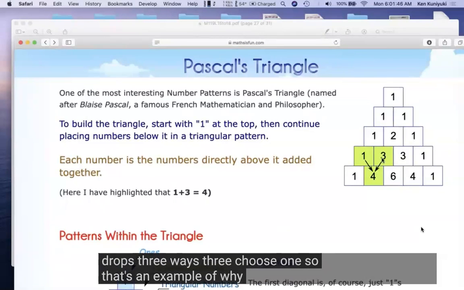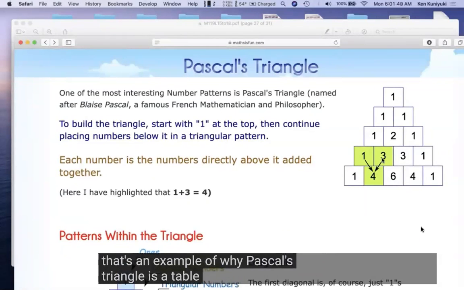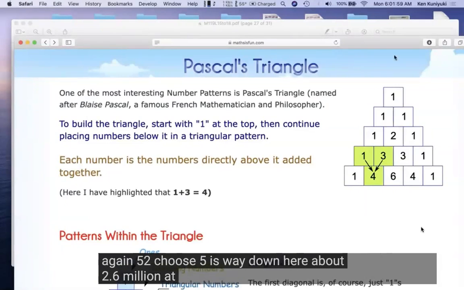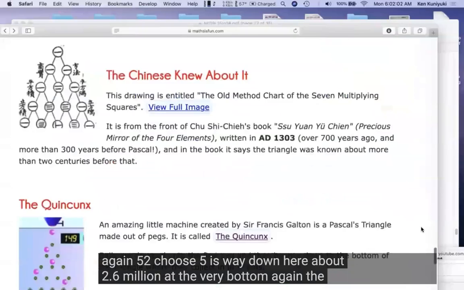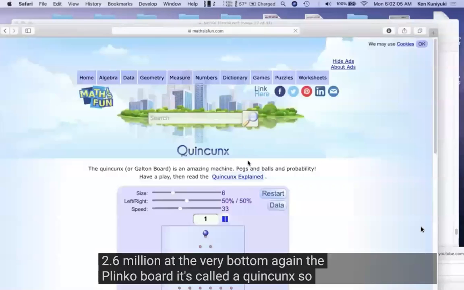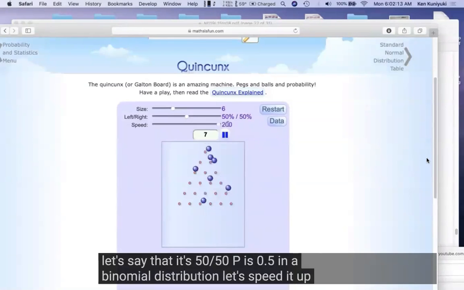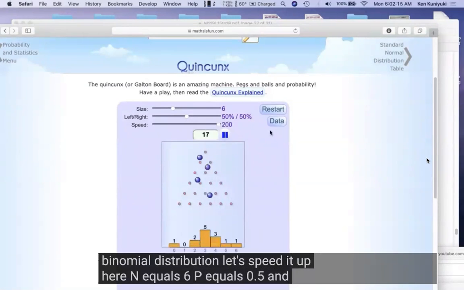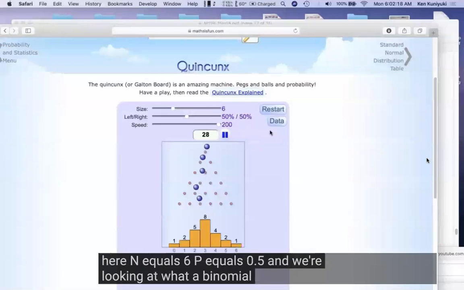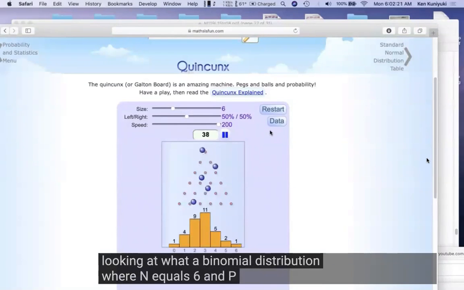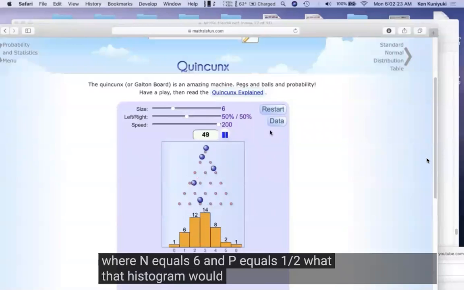So that's an example of why Pascal's triangle is a table of these binomial coefficients, the number of combinations, NCR, n items taken r at a time. Again, 52 choose 5 is way down here, about 2.6 million. At the very bottom, again, the Plinko board. It's called a quincunx. So let's say that it's 50-50. P is 0.5 in a binomial distribution. Let's speed it up. Here, n equals 6, p equals 0.5. And we're looking at what a binomial distribution, where n equals 6 and p equals 1/2, what that histogram would look like.